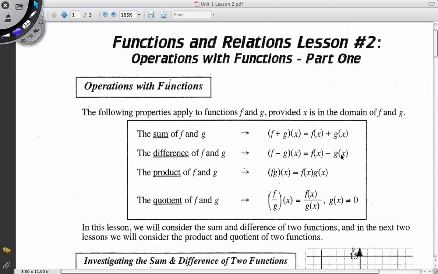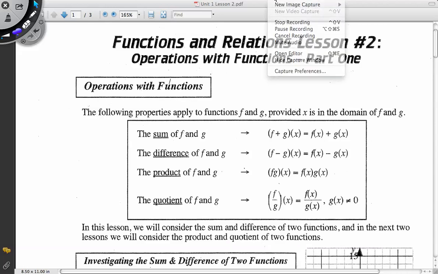And this is just subtraction, or the difference. Here, if you see this symbol fg of x, it really means you're multiplying the functions. Here you're dividing the functions. And because we're dividing by g of x, the denominator cannot be 0. So in this lesson we're going to consider the sum and difference of two functions, and in the next two lessons we'll consider the product and quotient of the functions.